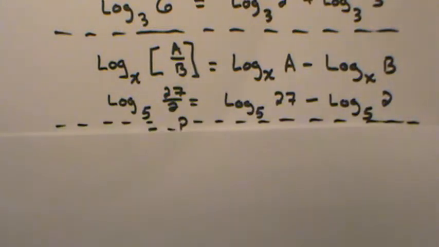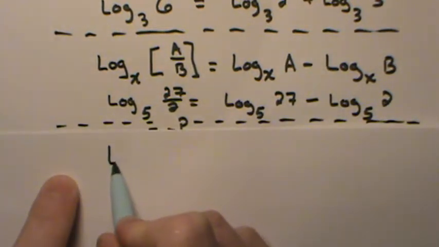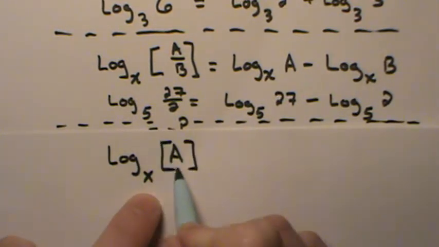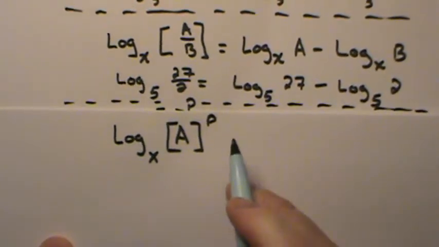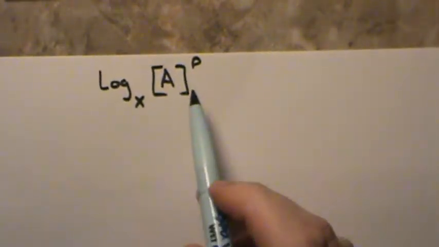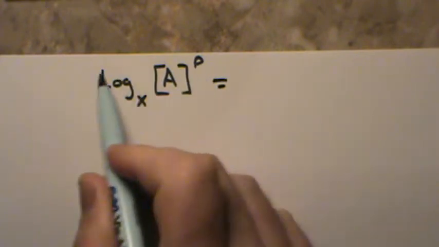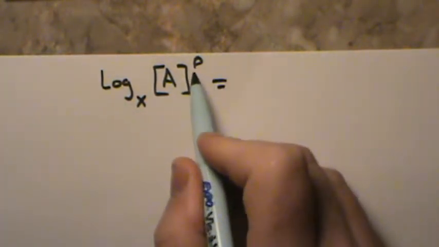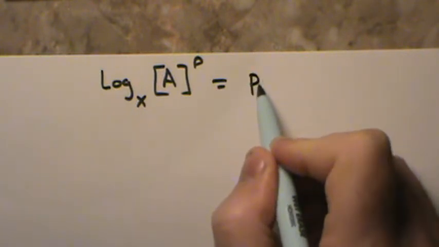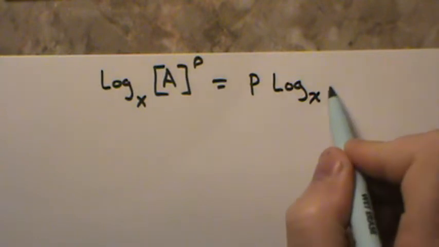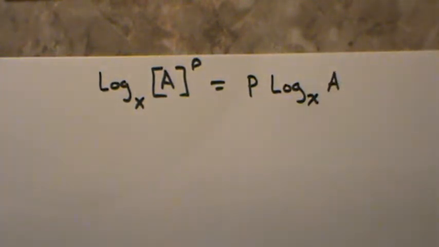Let me rewrite this. So I've got a log base x of a to the p. It basically says that if you have an exponent on your argument, you can transfer that exponent into a multiplication. It becomes a scalar. This is equivalent to saying p times log base x of a. And it kind of makes sense if you think about it.